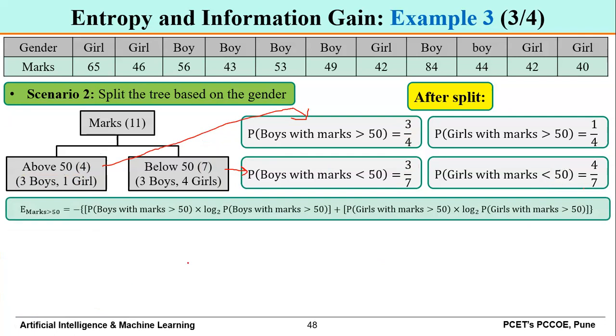Now we will go for estimating the entropy. So the entropy when marks are greater than 50. This is the equation for it.